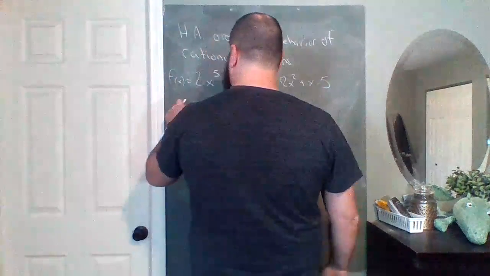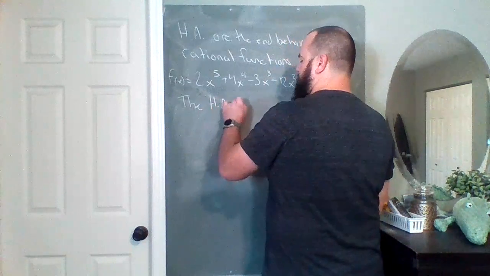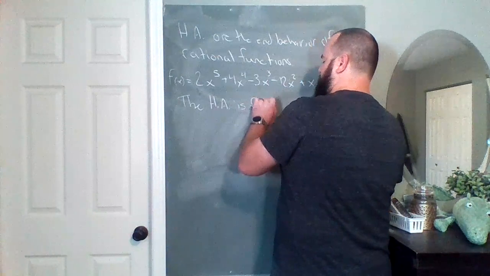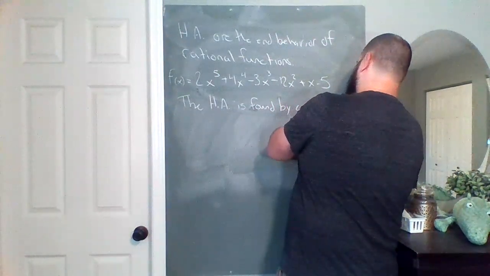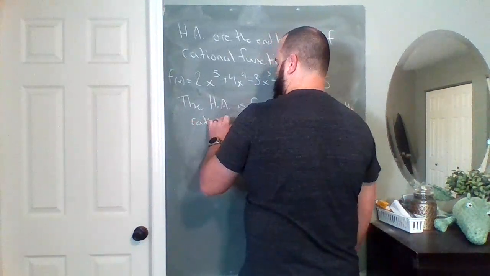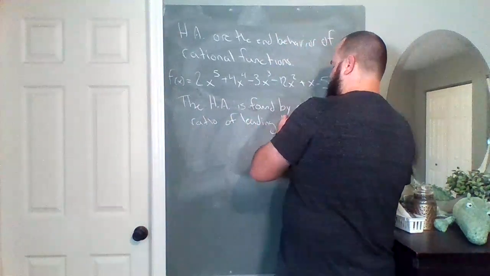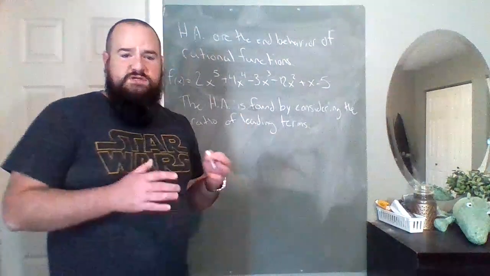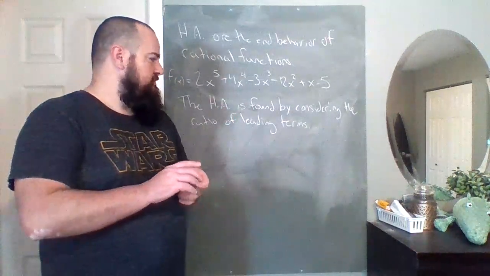And so the horizontal asymptote is found by considering the ratio of leading terms. Okay? So to find the horizontal asymptote, we consider the ratio of leading terms. That's what we're doing. All right?